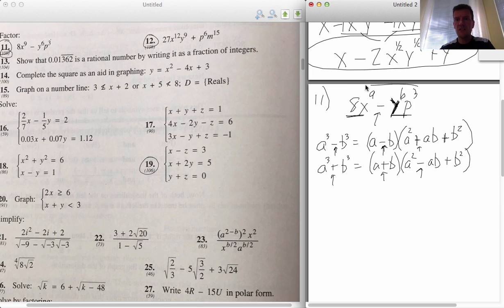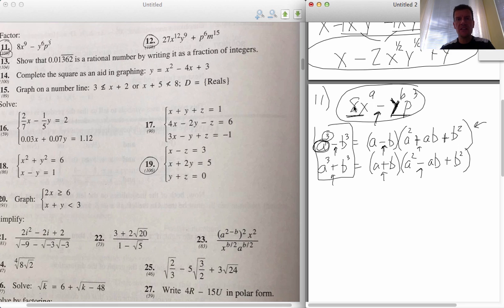We have to take this expression and fit it into one of these two. Something cubed minus something cubed. Well, we have minus. We know it's this first one right here. And we have to write 8x to the 9th as something cubed, and then that something is going to be our a. So 8x to the 9th.